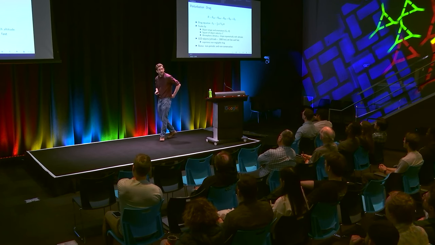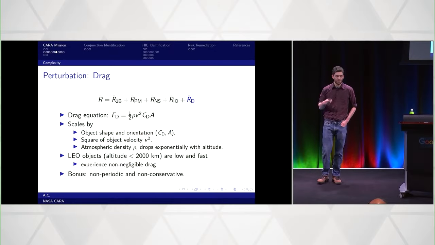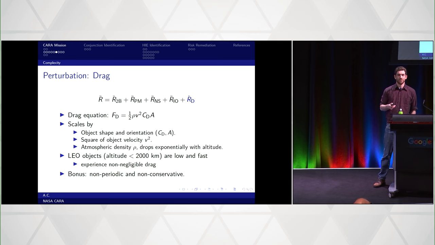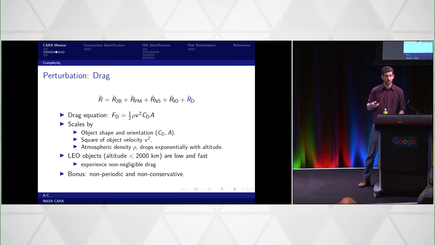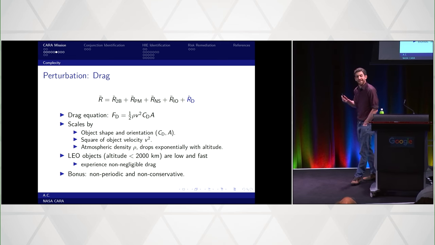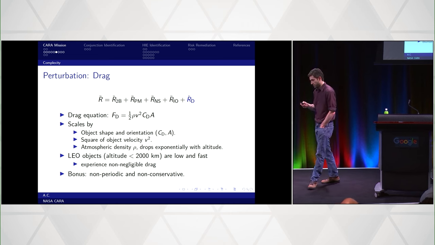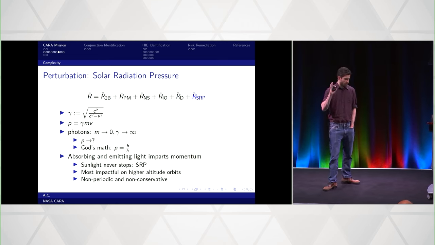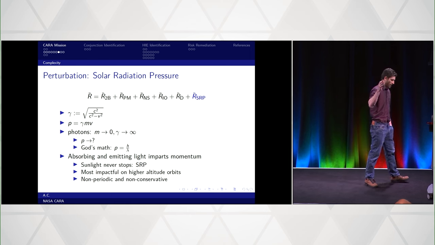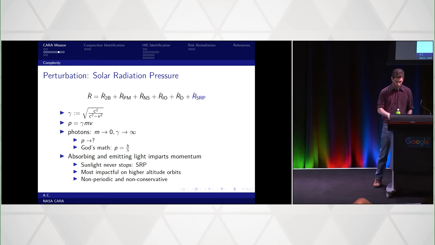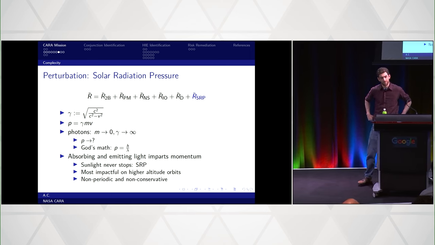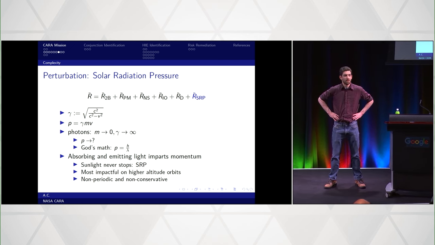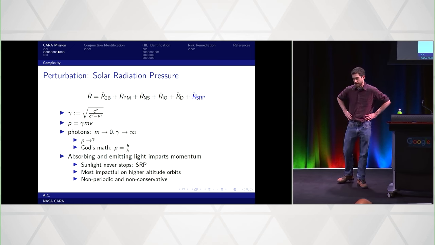And as a bonus, this effect is non-periodic, and at least on the satellite, it's non-conservative, which will limit the approaches we could take if we were actually going to go through and try to solve this diffy Q. Fortunately, we are not going to do that here. And you might say, okay, LEO sucks, but what about high Earth orbits? Can we get away with just our gravitational perturbations there? Unfortunately, there's kind of a dual problem to drag in solar radiation pressure.